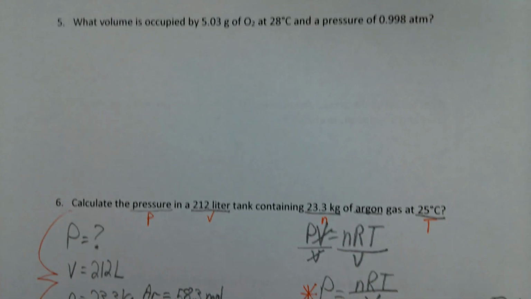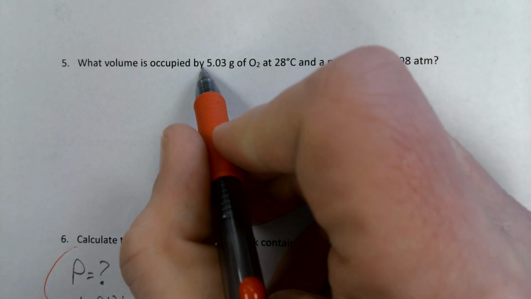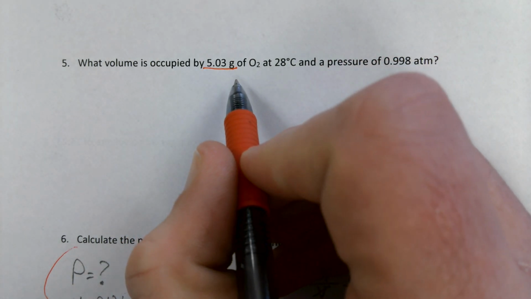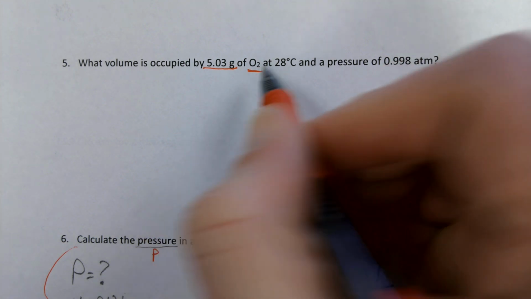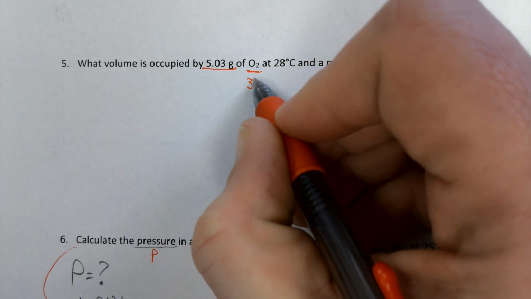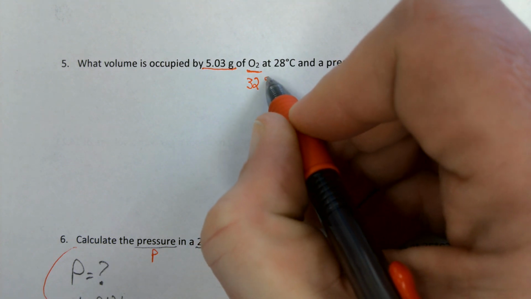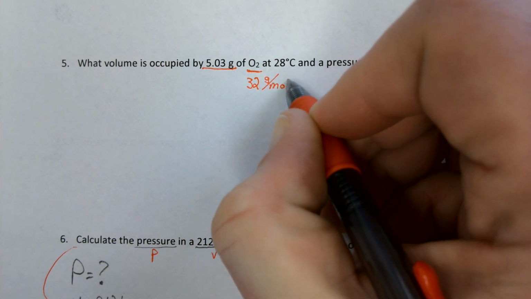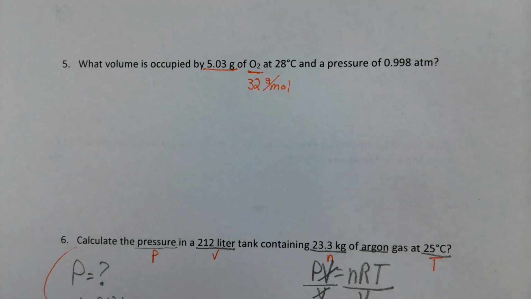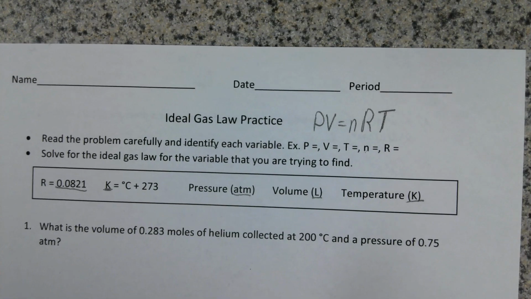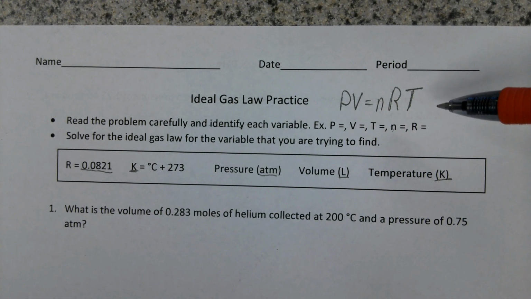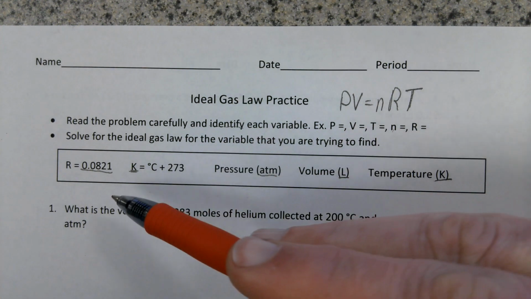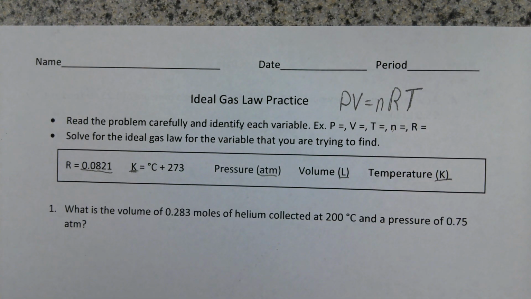Just kind of a heads up on number 5. This gives your N in grams. So you do have to convert to moles, and it is O2. So O is 16, so this makes O2 32 grams per mole. And then you've got to convert Celsius in most of these, so that'll be the same, but the rest should be pretty straightforward. You're going to use this PV = nRT for every equation on this paper, and then R will always be 0.0821, and it needs to be liter atmospheres per mole Kelvin.